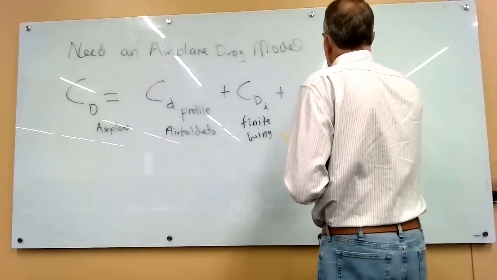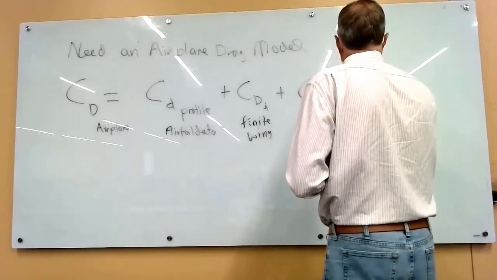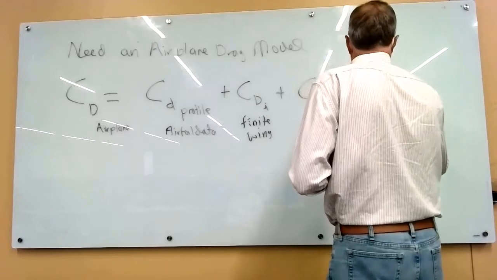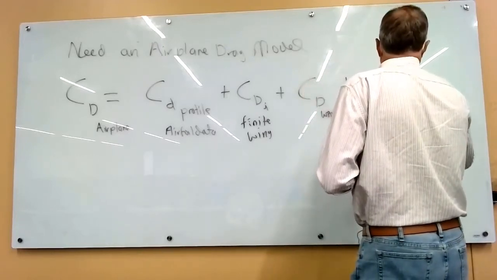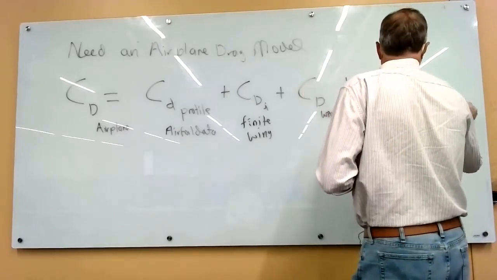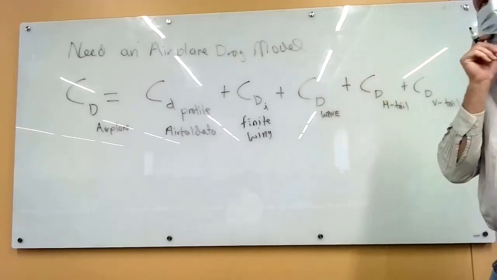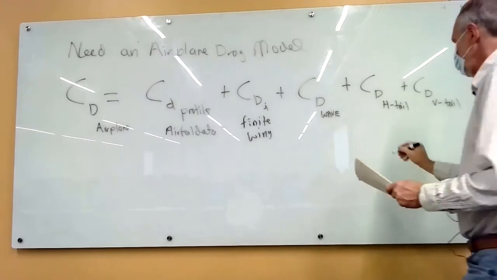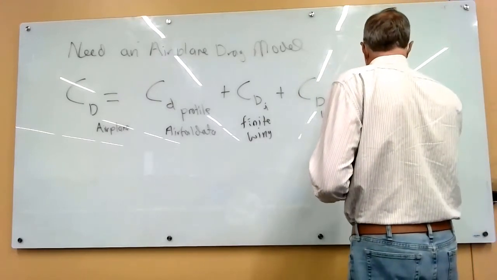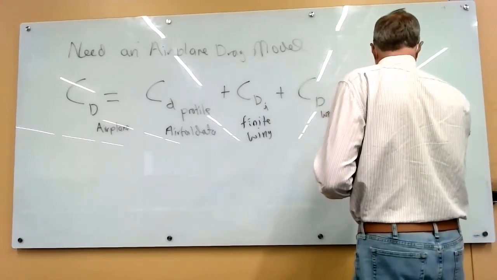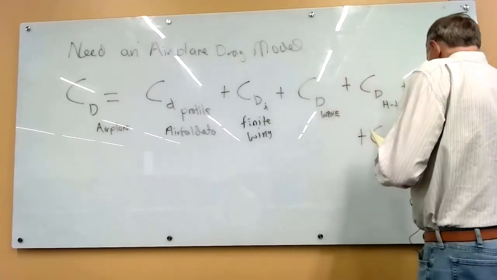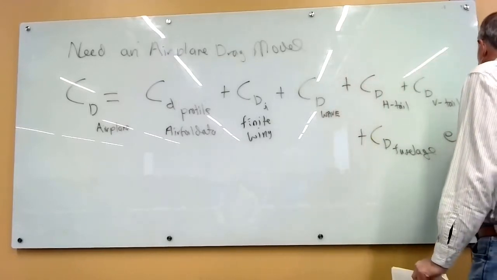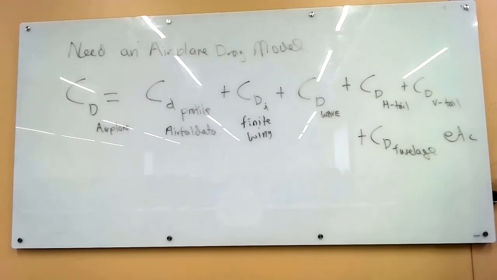But then it's an airplane, so we got to add in the drag of the horizontal tail and the drag of the vertical tail. All of those are flying surfaces, they're wings, little tiny wings or bigger. And then you got to add in the fuselage. You keep going, everything. If you have an antenna, you have to add the drag of the antenna.